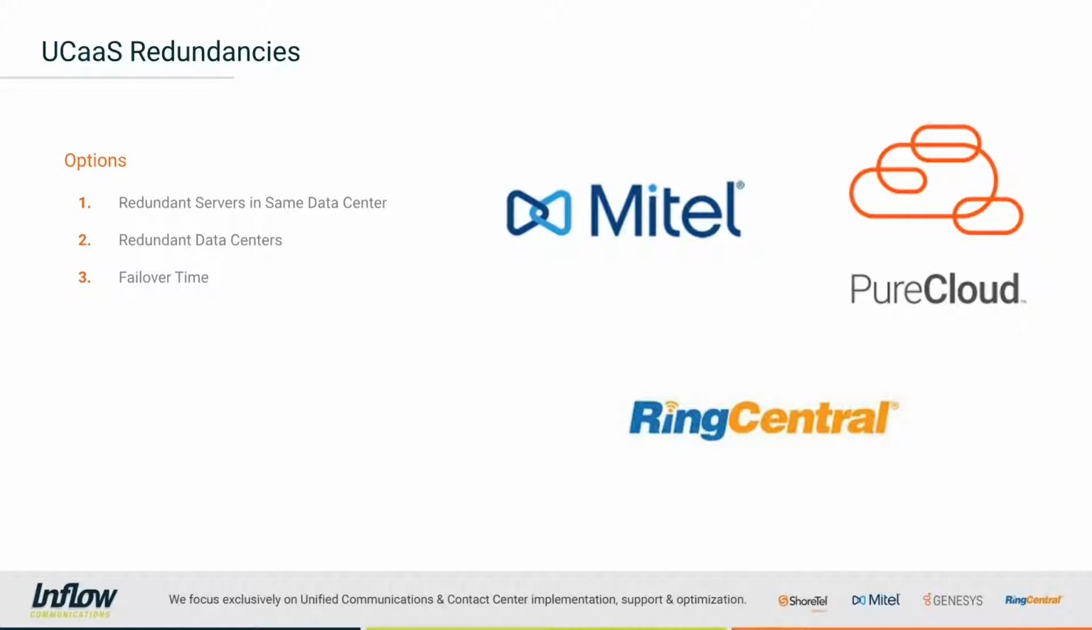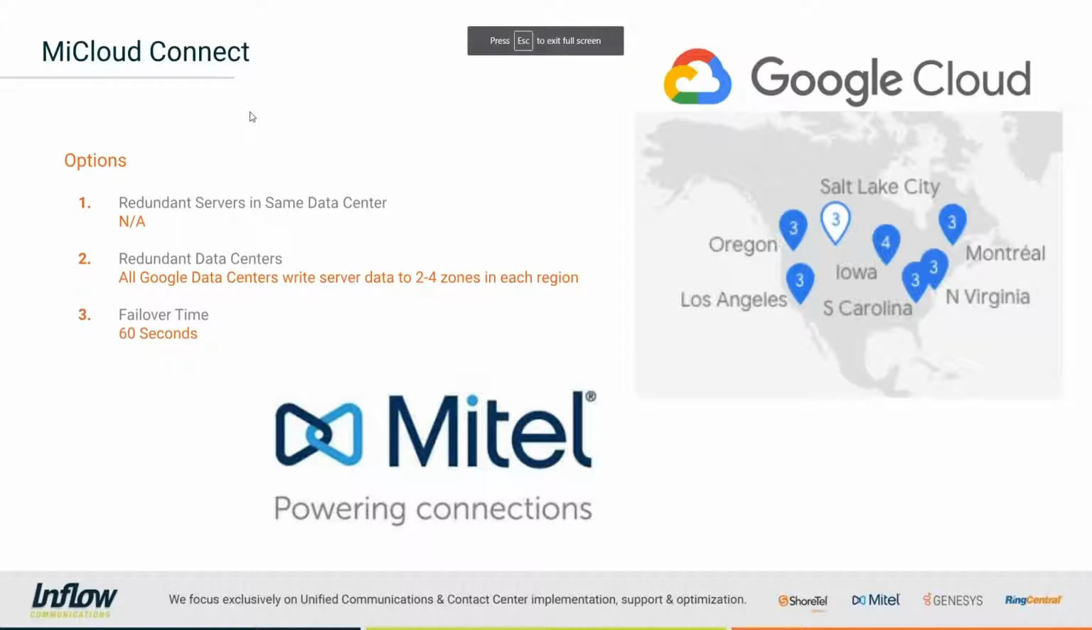I think we're going to talk about Mitel first. Yep, so we're going to talk about MiCloud Connect. MiCloud Connect has had some recent changes. Up until a few months ago, they were using Rackspace as a data center, and another data center provider before that, and they were trying to get higher redundancy capabilities. So the Mitel CEO and the Google Cloud president were talking and said, hey, why don't you move your MiCloud Connect over to Google Cloud data centers, and we'll work towards providing 100% uptime.